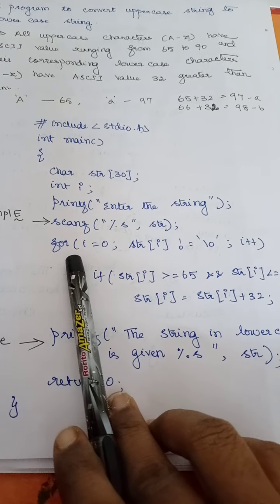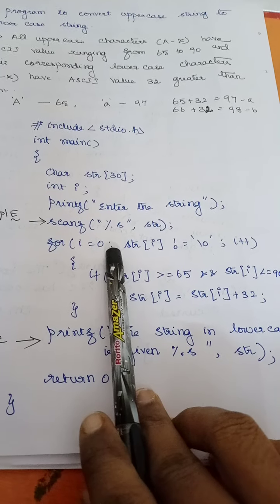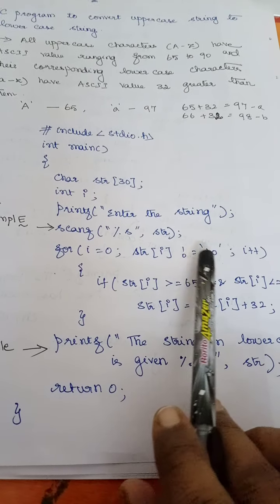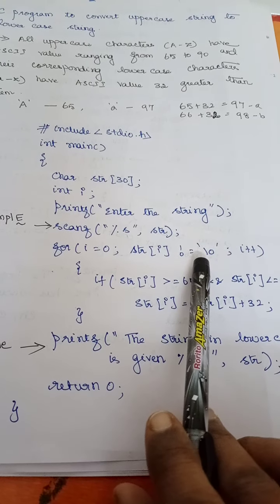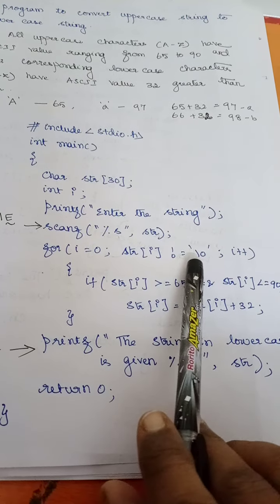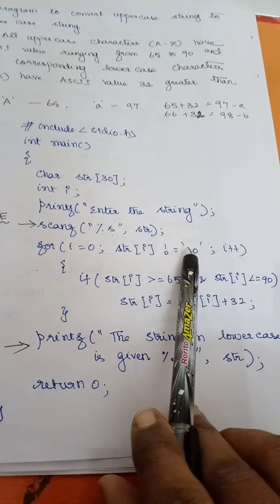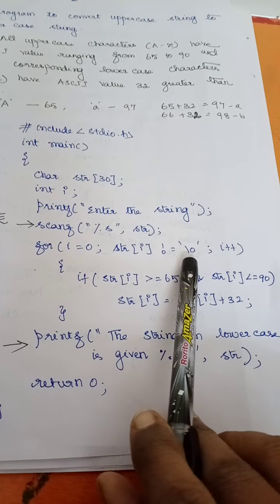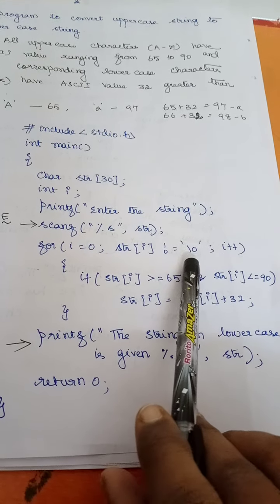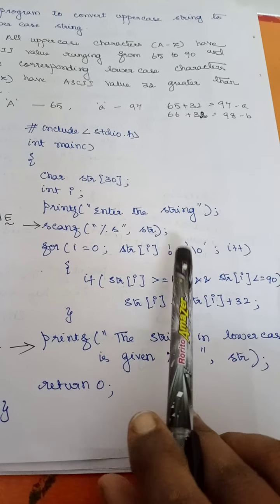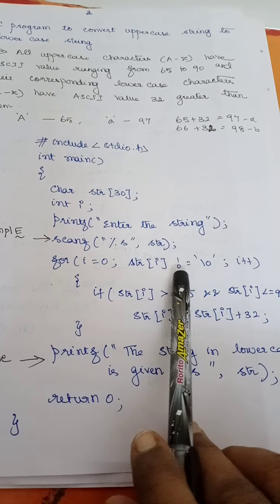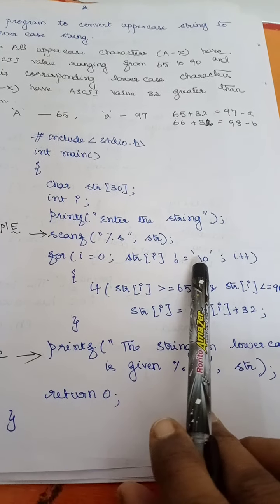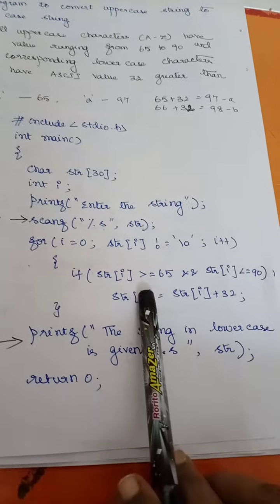So I'm using a for loop, for i equal to 0, str of i not equal to null. I already told you that to check the end of the string, you have a null character. When I reach the null character, it means it is the end of the string. So str of i not equal to 0; as long as it is not equal to 0, I can check character by character.